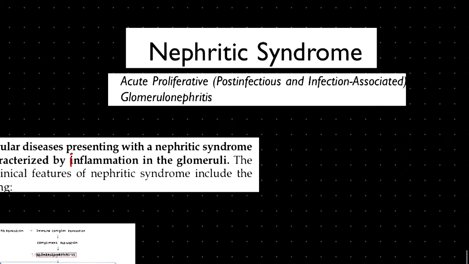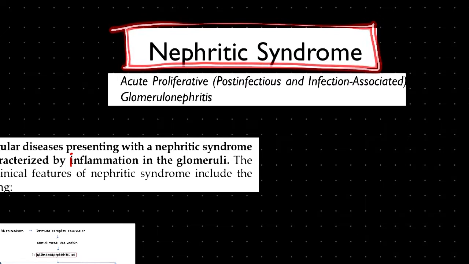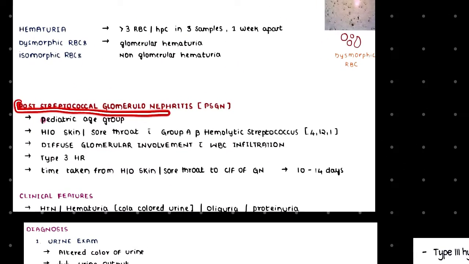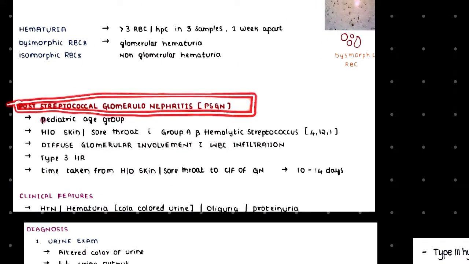The topic of discussion right now is nephritic syndrome, and under this nephritic syndrome, we'll be focusing on acute proliferative. And under this acute proliferative, we'll be talking about Post-Streptococcal Glomerulonephritis, that's PSGN.